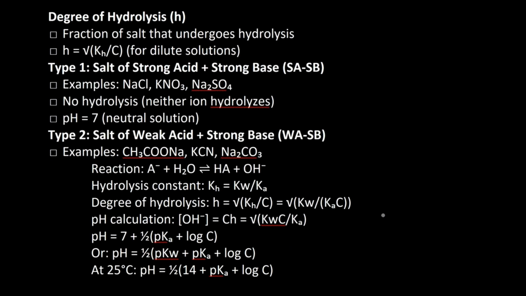Then degree of hydrolysis, that is the fraction of salt that undergoes hydrolysis. How much of the salt is undergoing hydrolysis. h is equal to square root of Kh by C. Here we have a few types. Type 1 would be salt of strong acid plus strong base. Okay, so in that case pH will become 7. And the second type is salt of weak acid plus strong base, like sodium acetate or sodium carbonate. Then you have to use pH is equal to 7 plus half pKa plus log C.